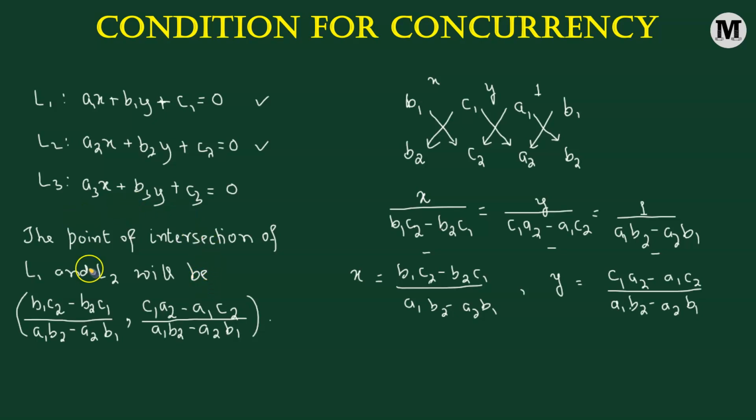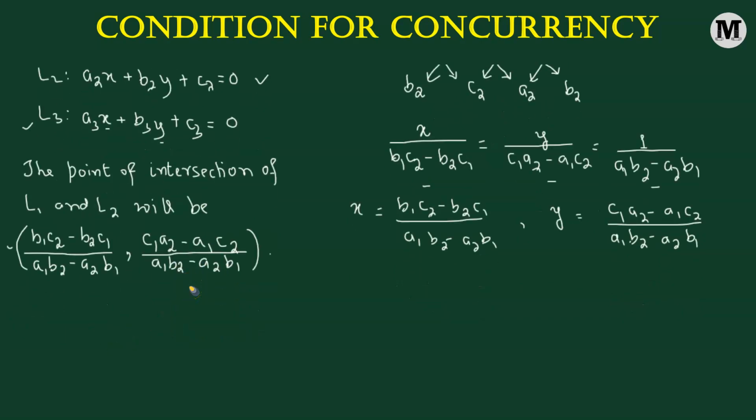And if we are to show that line 3 also passes through the same point of intersection, then this particular point must satisfy the equation of L3. So in place of x, we're going to replace it with the x coordinate of the point of intersection and y with the y coordinate of the point of intersection. So let's do that. Our line L3 is going to become, so we have a3 times the x coordinate, that will be b1 times c2 minus b2 times c1 whole divided by a1 times b2 minus a2 times b1.